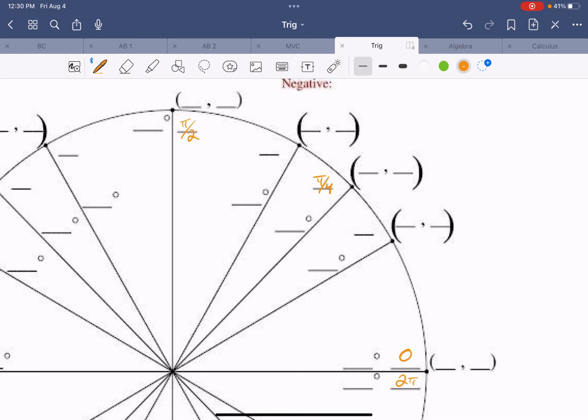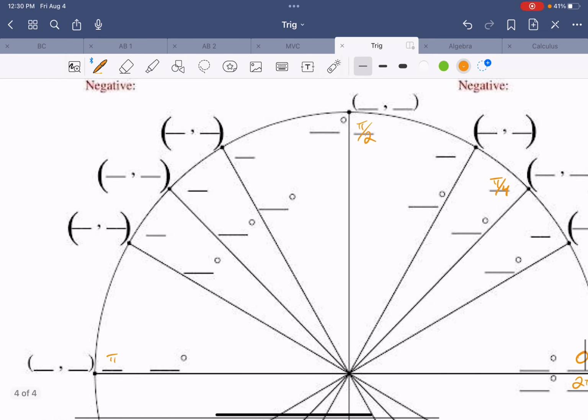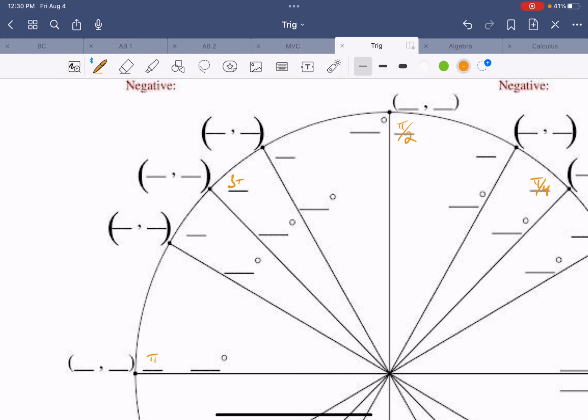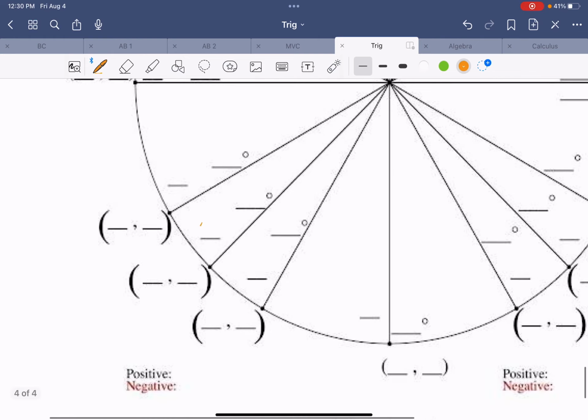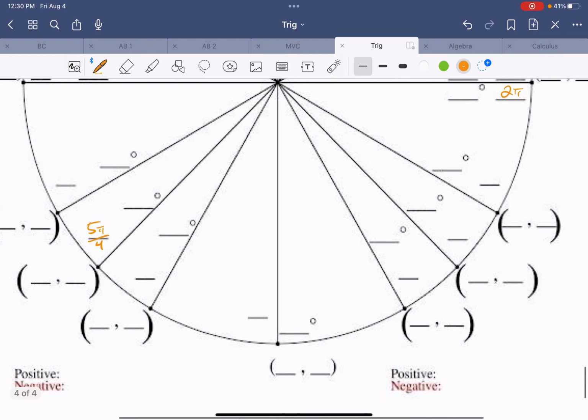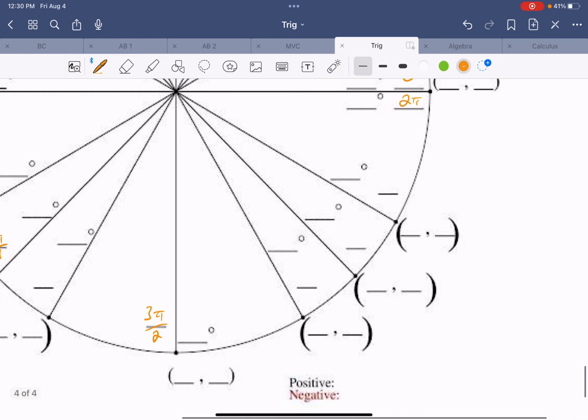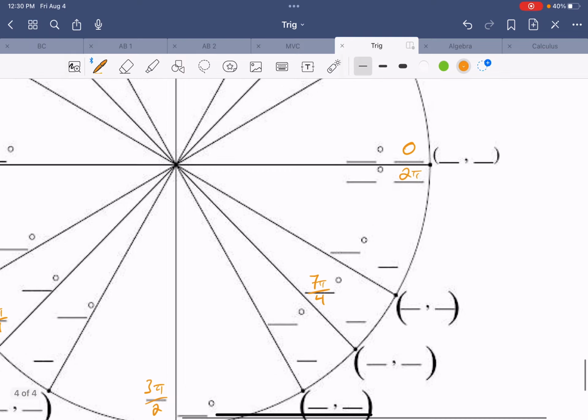So 1 pi over 4 is here, 2 pi over 4 is pi over 2. I get 3 pi over 4, 4 pi over 4 is pi, 5 pi over 4, 6 pi over 4 reduces to 3 pi over 2. And then 7 pi over 4 is the last one here. That's all the pi over 4 is figured out.